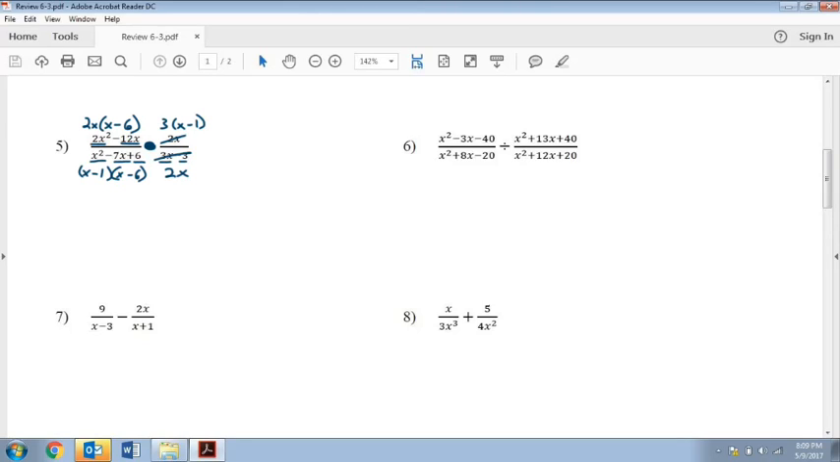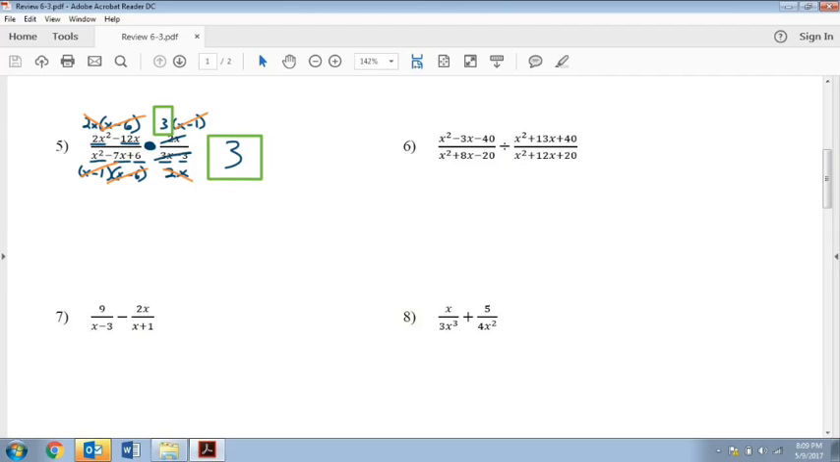And now we can just start canceling things out. There's a 2x on top, there's a 2x on bottom, there's an x minus 6, x minus 6, x minus 1, x minus 1, which leaves me with, wow, only a 3 on top. That's it. So, that's your answer. Try your hand at number 6, alright? Pause the video, try number 6.